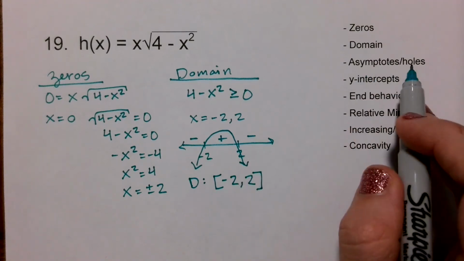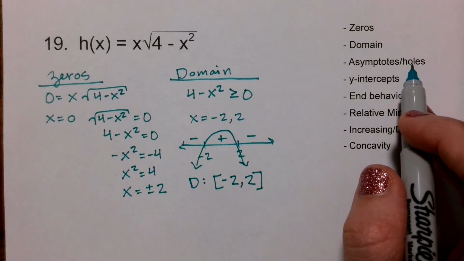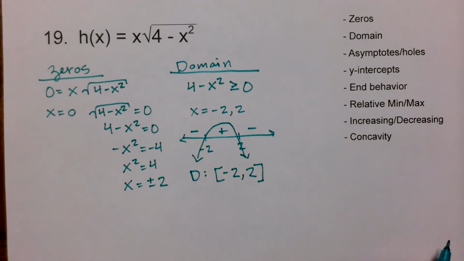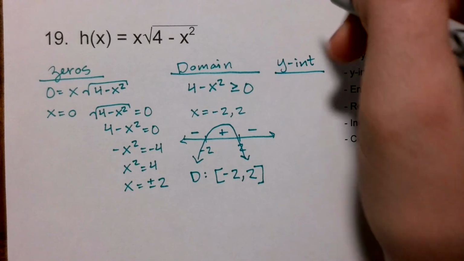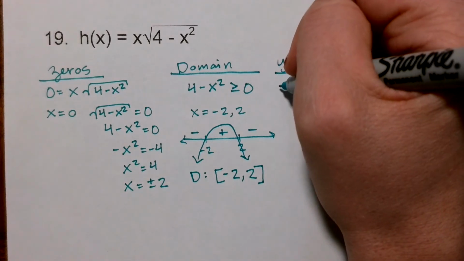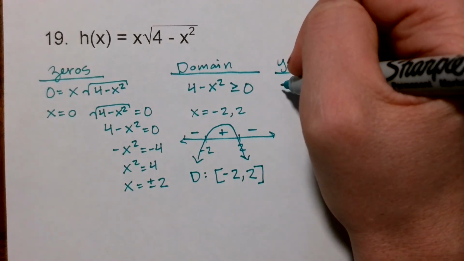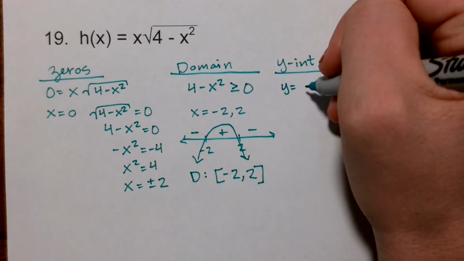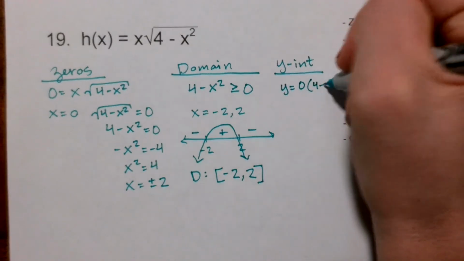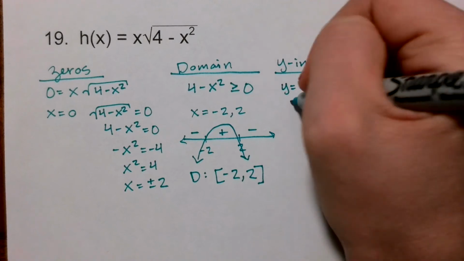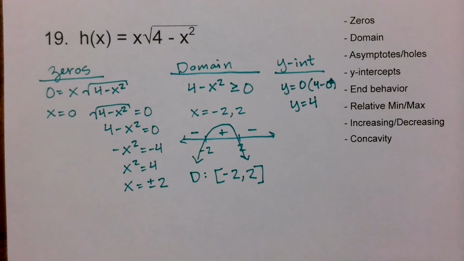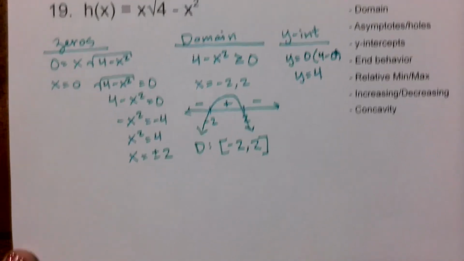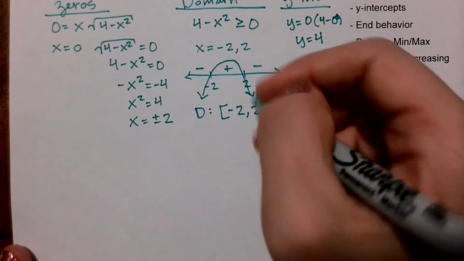Now, for asymptotes, holes, we don't have a rational, so we won't have asymptotes or holes. I can find y-intercepts. Remember, for a y-intercept, that just means that x is 0. So my h, or my y value, is going to be 0, 4 minus 0 squared. So we do have a y-intercept at y equals 4. And that is all that we can get from h. So now we'll go on to h prime.